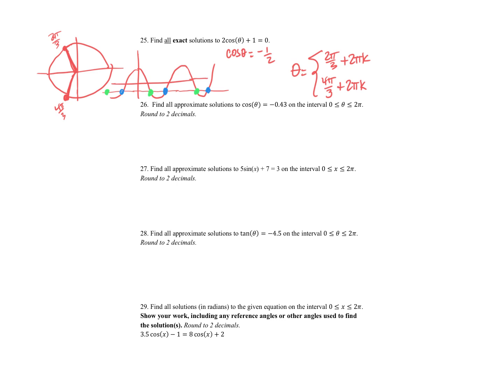Now it says find all approximate solutions to cosine theta equals negative 0.43 on the interval from 0 to 2 pi. Now since it says that my interval is from 0 to 2 pi, know that I need to be in radian mode. And so I can set my calculator in radian mode, and then I can do the inverse cosine of negative 0.43. And so I got 2.015 for one of my answers. I rounded to 2 decimals, so 2.02.